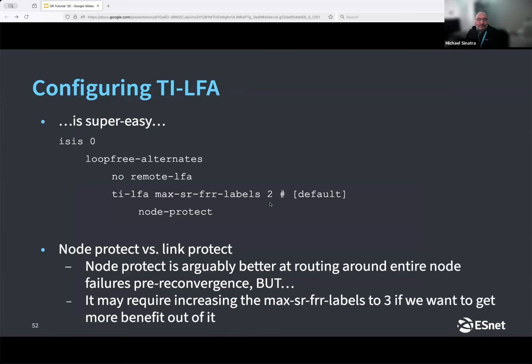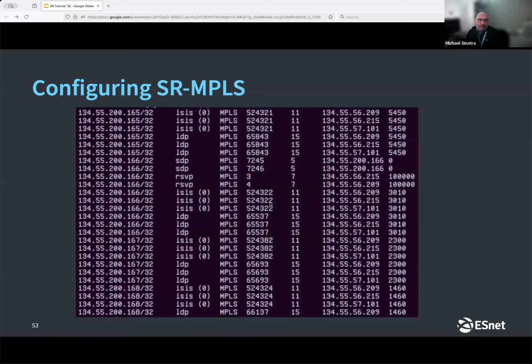Okay. And then I also do node protect here. And again, this is sort of a trade-off because we have so much ECMP in ESnet, and ECMP and TI-LFA are sort of mutually exclusive, because if a link goes down in ECMP, you just hash over to your other links. But if a node goes down, you want to be able to route around that node. So that's actually kind of important.